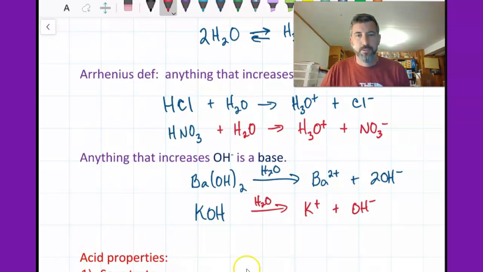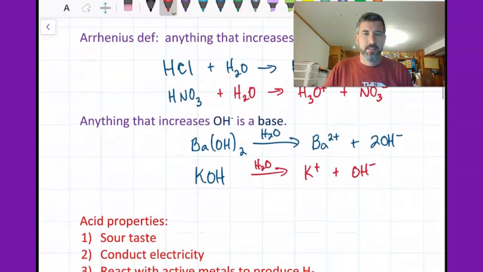Okay, there you go. So it's just dissolving in water. It's not changing the water, and it's splitting up and forming K plus and OH minus. This time, of course, only one OH minus because there was only one in the potassium hydroxide in the first place. All right, acid properties.